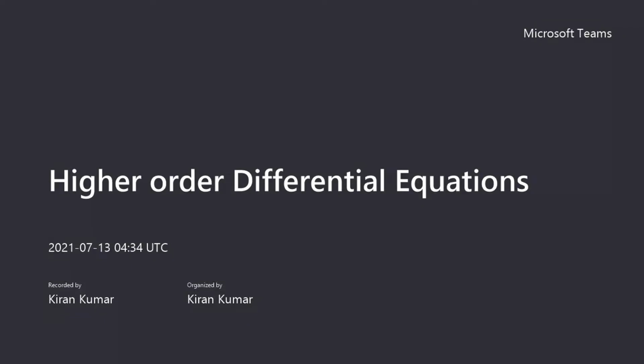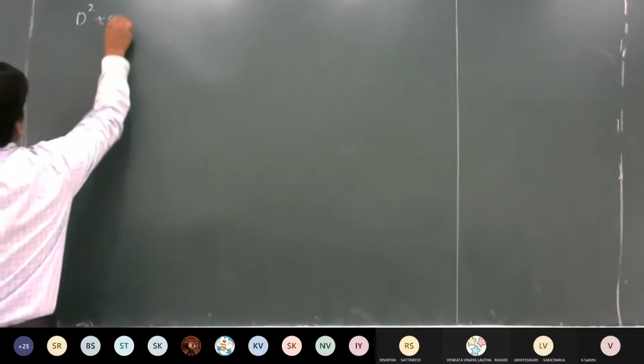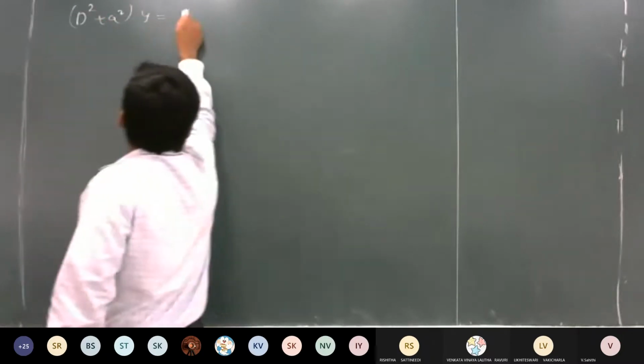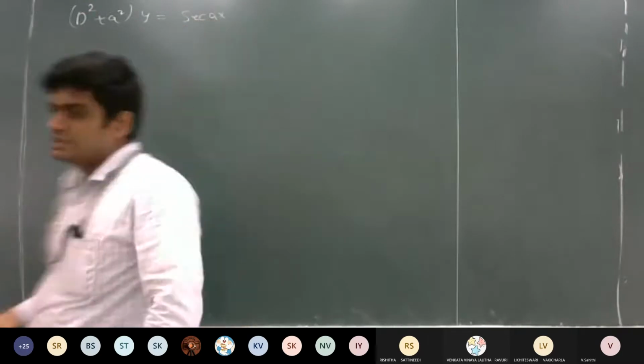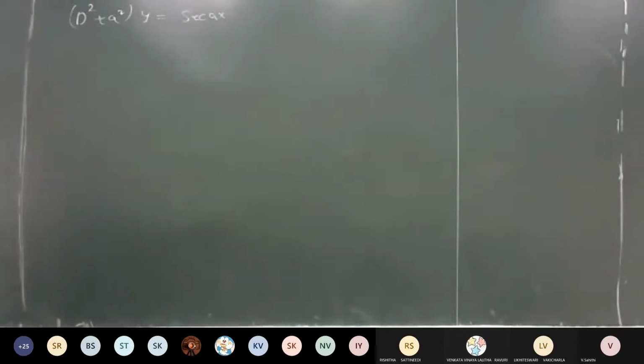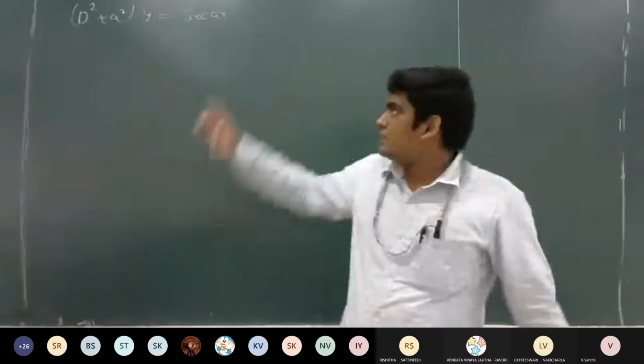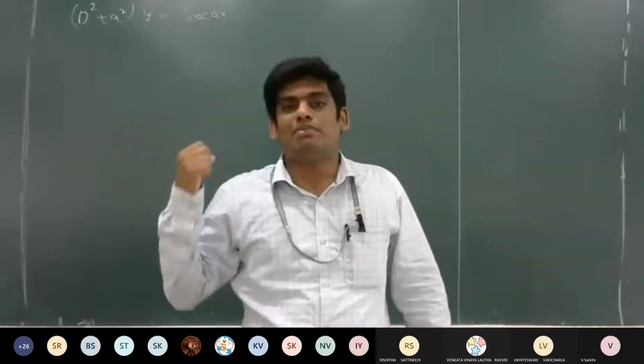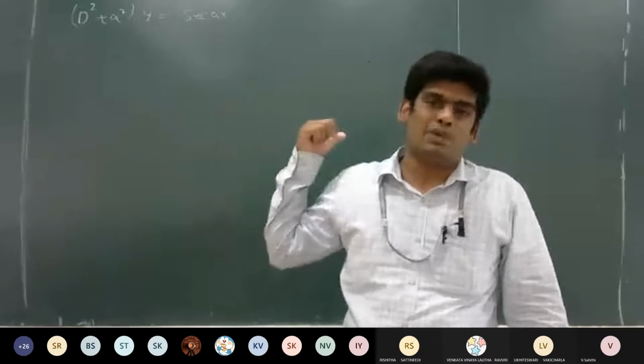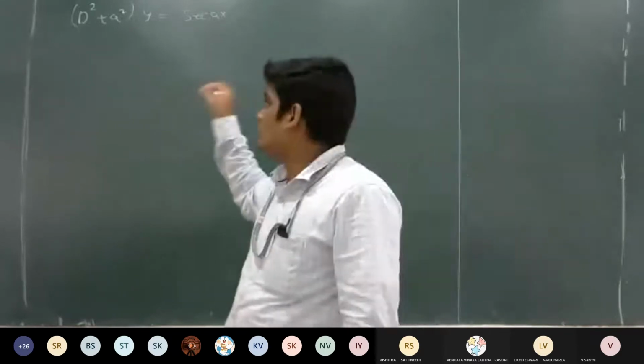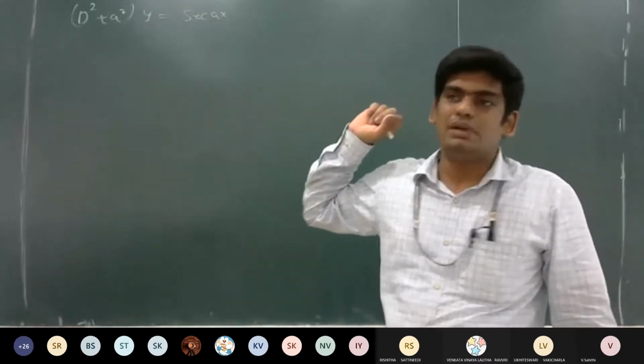Solve (D² + a²) y = sec ax. We already solved this type of problem yesterday, but in yesterday's problem we had tan ax. The reason I am discussing one more problem is that this type of problem is very important, so I am attempting the same kind of problem one more time.